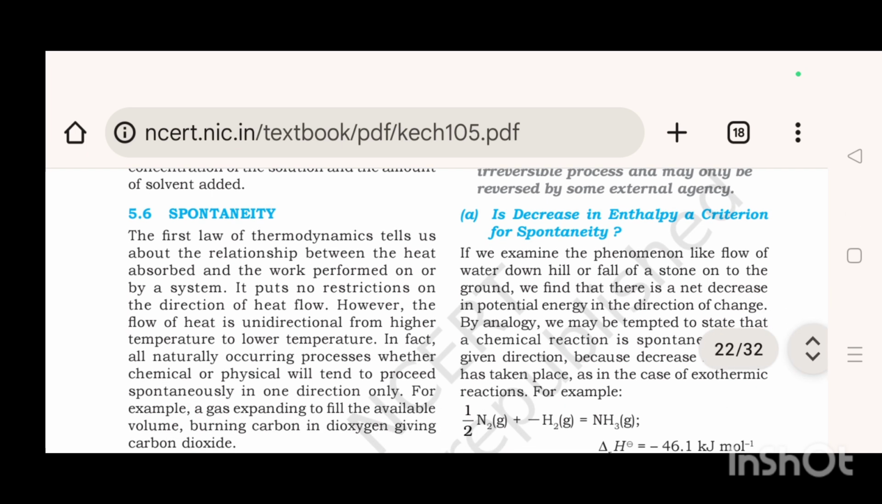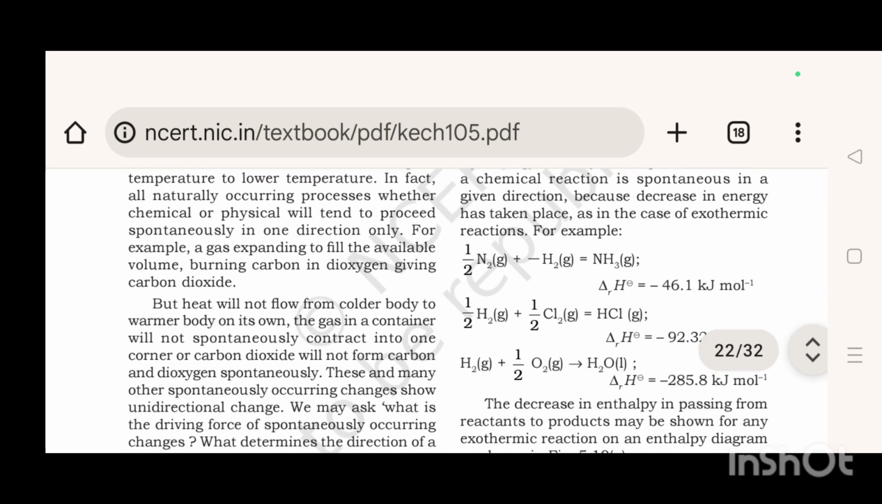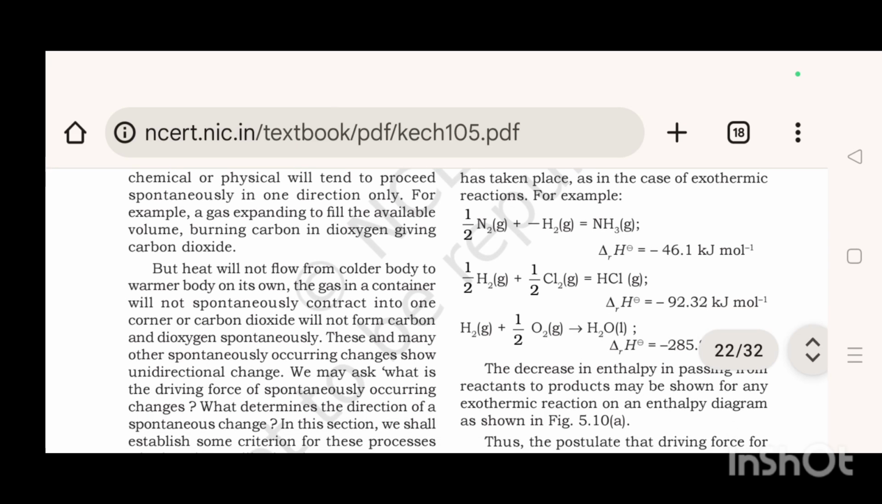In fact, all naturally occurring processes, whether chemical or physical, will tend to proceed spontaneously in one direction only. For example, a gas expanding to fill the available volume, or burning carbon and oxygen to give carbon dioxide. But heat will not flow from a colder body to a warmer body on its own. The gas in a container will not spontaneously contract into one corner. Carbon dioxide will not form carbon and dioxygen spontaneously. There are many other spontaneously occurring changes that show unidirectional change.